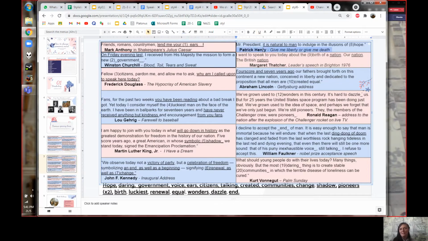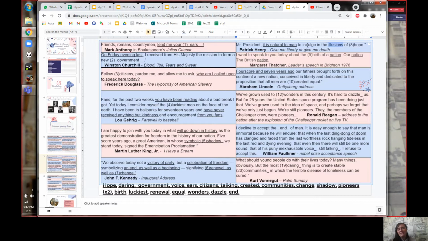"Give me liberty or give me death." He starts with, "Mr. President, it is natural for man to indulge in illusions of hope." To indulge means to enjoy something even though you know it's bad for you. Like, at the end of the day, I indulge in a chocolate cake. It's not good for me, but I still enjoy it. And an illusion is something that seems real but actually isn't.